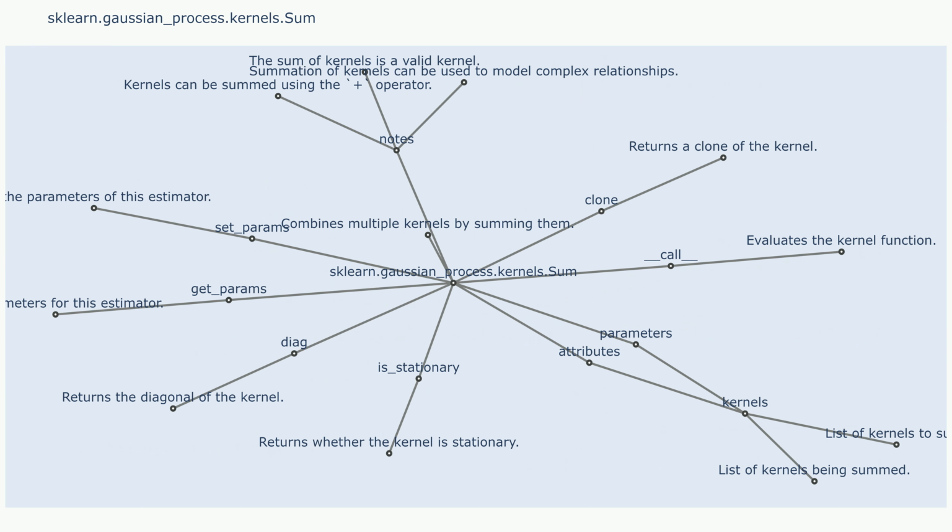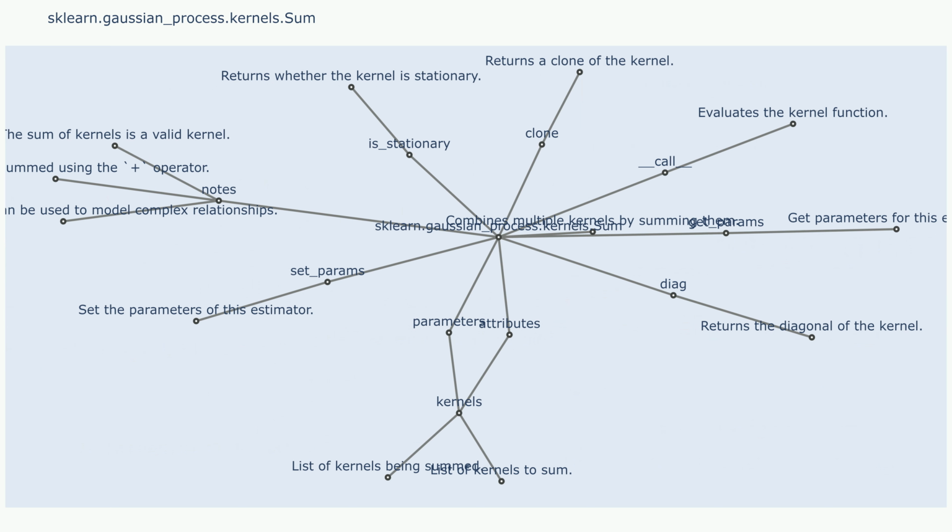2. Covariance matrix. The kernel function is applied to all pairs of data points, creating a covariance matrix. This matrix describes the relationships between all data points. 3. GP model. The GP model uses this covariance matrix to draw a function that satisfies the constraints imposed by the data and the kernel's properties.